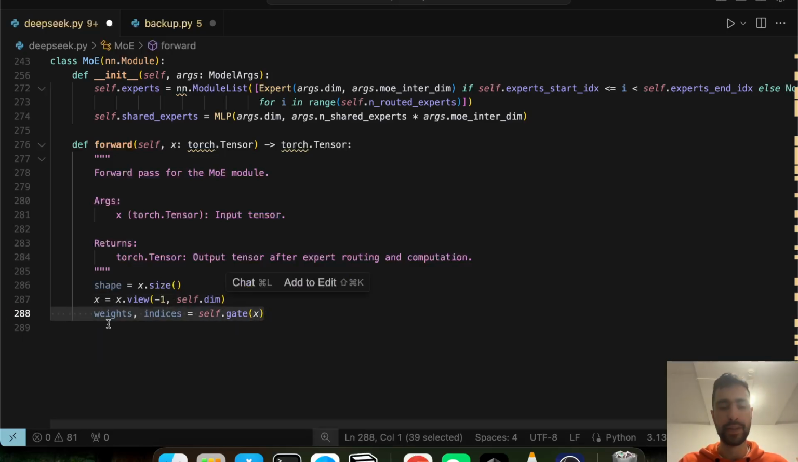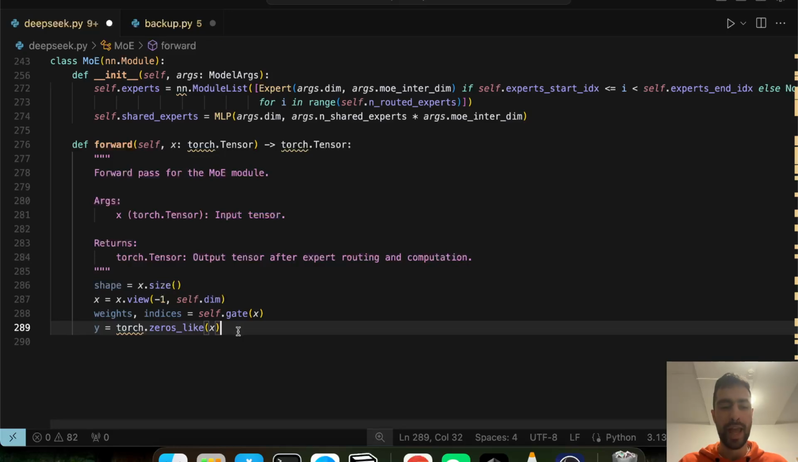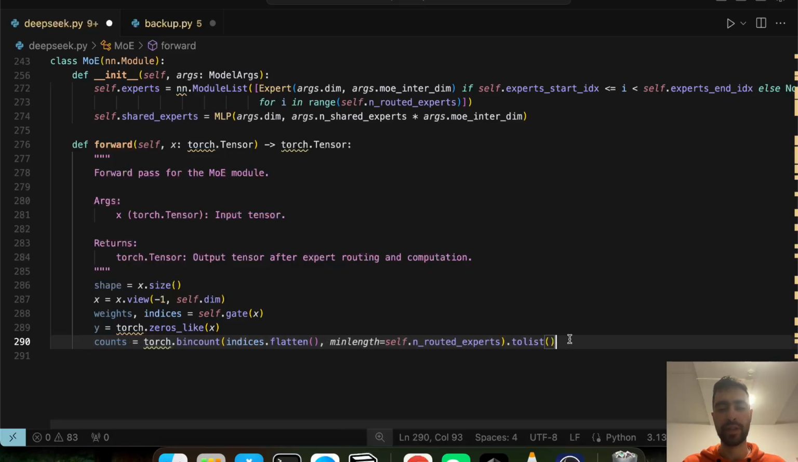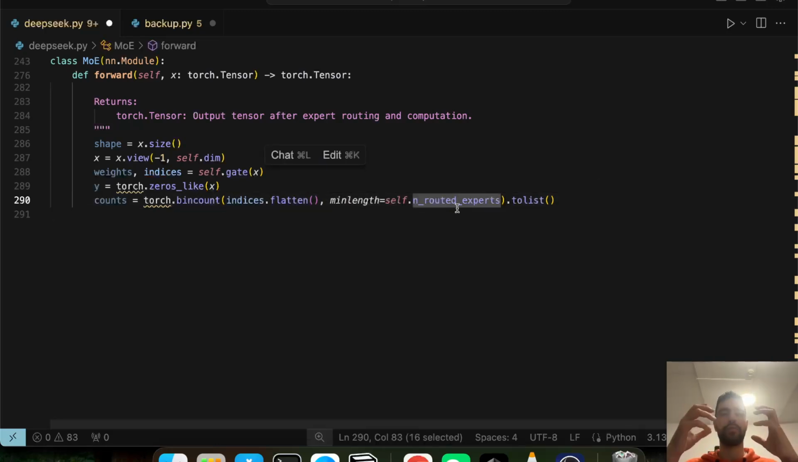So this is the gate. We will get weights and indices. I explained this earlier in the video. We will create this y to store expert outputs. Then we will count how many times each expert is chosen. For example, expert 1 is picked 5 times, expert 2 is picked 3 times. This min length makes sure that the minimum length is the number of routed experts, so even if some experts are not chosen at all, it will assign 0 to those experts.